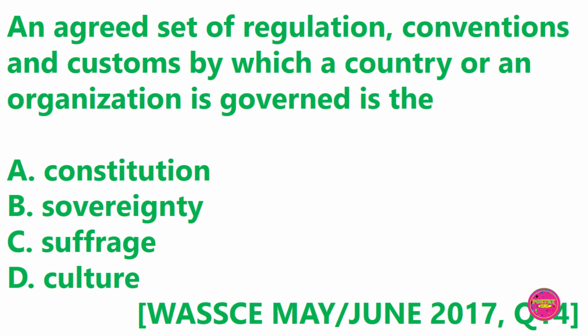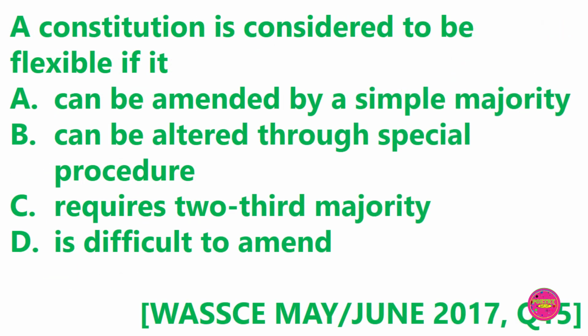An agreed set of regulations, conventions, and customs by which a country or an organization is governed is the A. Constitution, B. Sovereignty, C. Suffrage, D. Culture. The correct answer to this question is A. Constitution.